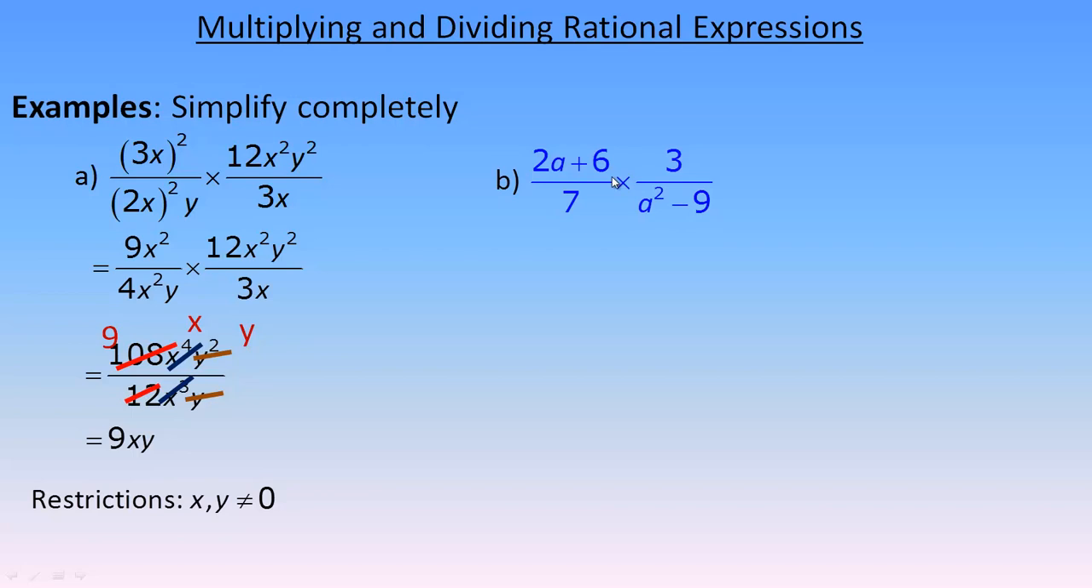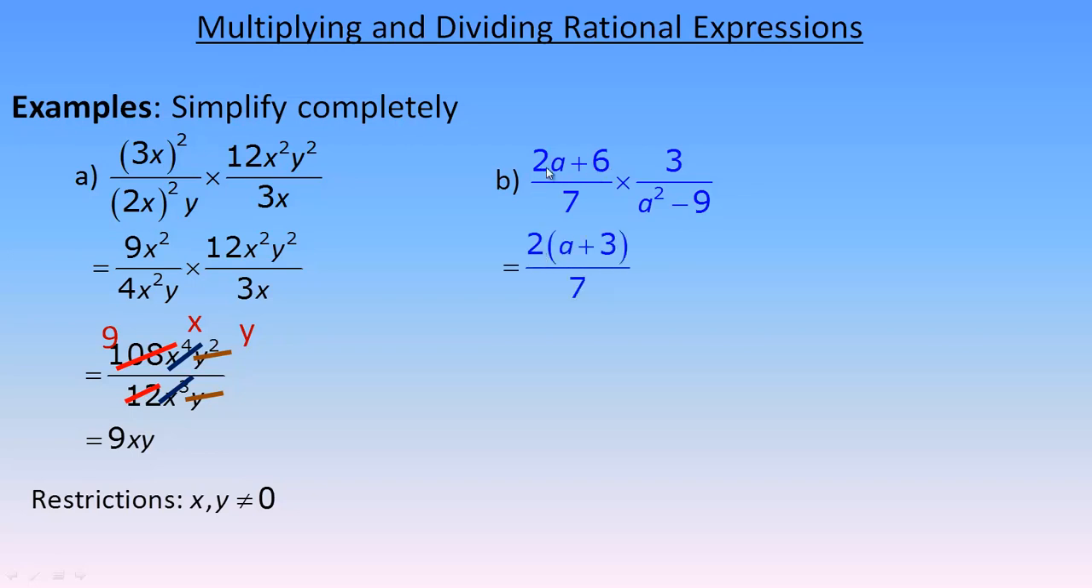Now in B we're going to start, see I have a couple of binomials here. So we have to start doing some factoring as soon as there's more than monomials. For the 2a plus 6, when you're factoring, always look for a common factor first. There's a common factor of 2 in the top here. So I can factor a 2 out of this.